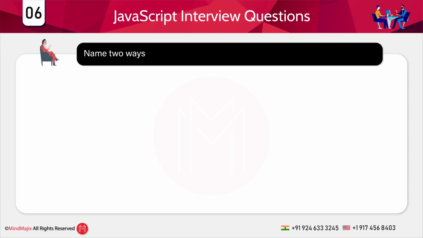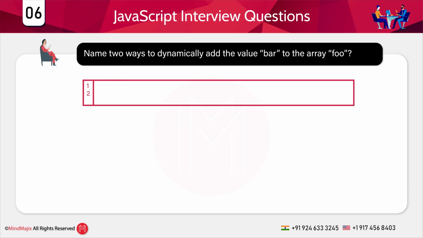Now, name the two ways to dynamically add the value bar to the array foo. So in the array foo, we have to add the value bar. The first method is the push method. Using the push method, we can append the element into the array. So foo.push, and the element is bar. Then foo[foo.length] equal to bar. So these are the two methods, and using these two methods we can add the element.